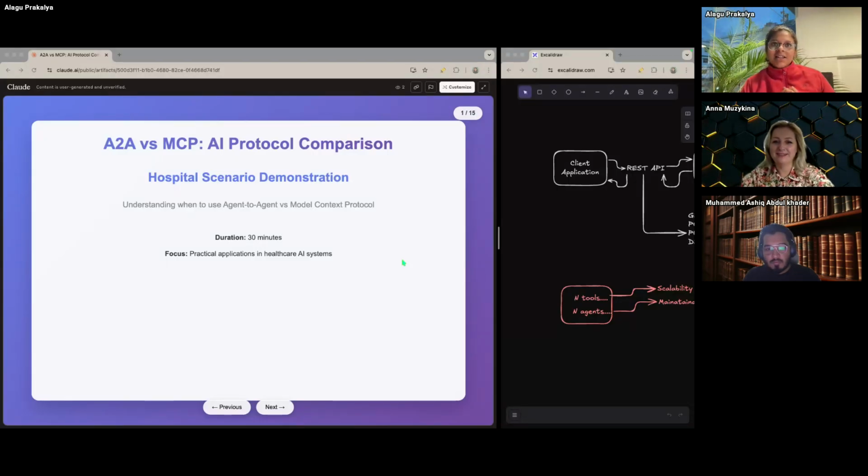So in this session, I'll be primarily walking through the two primary technologies that are the hot topic right now: A2A, the agent-to-agent protocol, and the MCP itself. So let's get started on that.